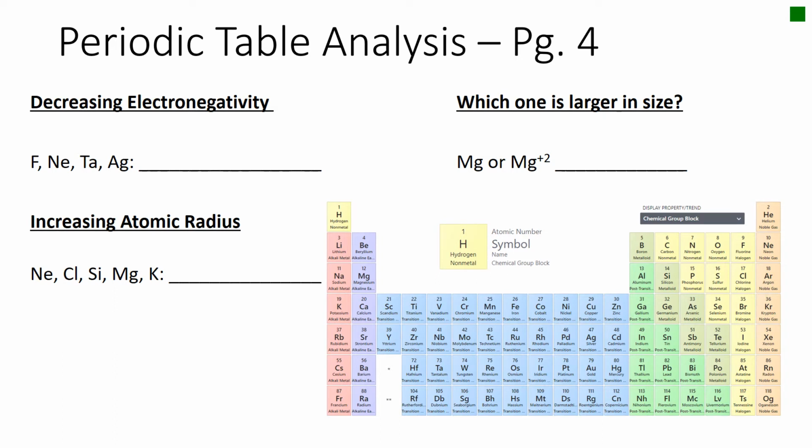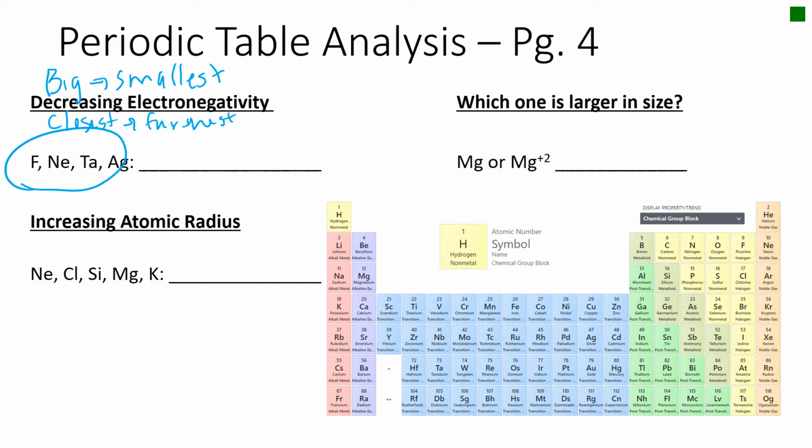The next thing I do is figure out where all of these elements are. One of them is fluorine, so I'm going to circle that. And then I've got neon right here, and Ta, which is a little tricky, down here. And then we've got Ag, which is right there. So in order of decreasing, we have to go from biggest to smallest, which in this case means closest to furthest.